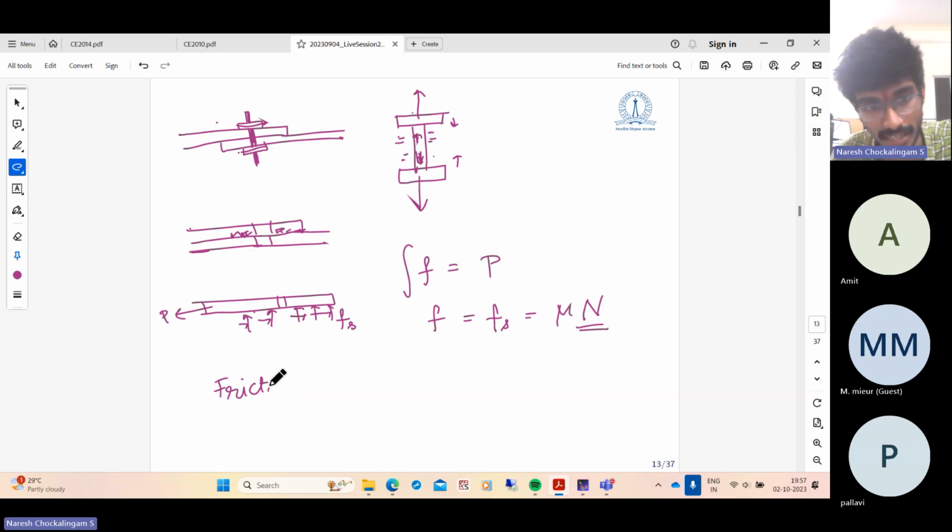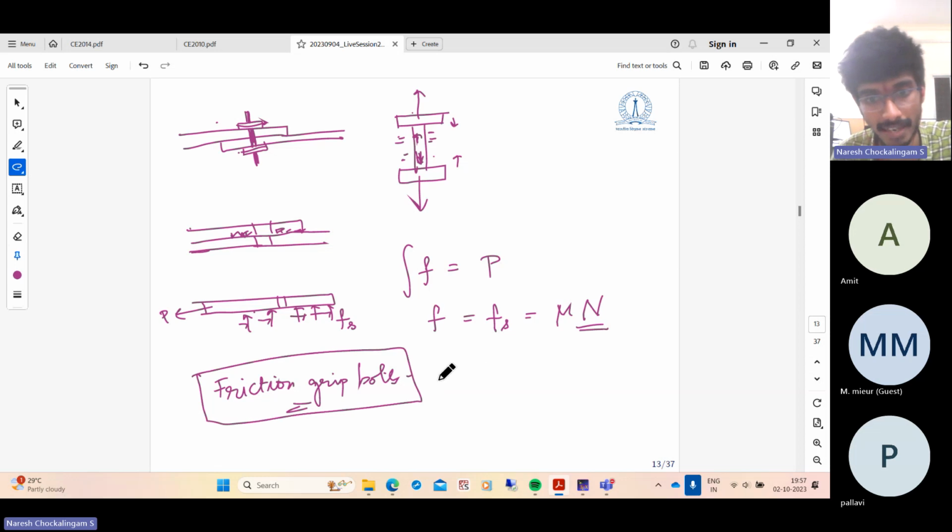So these are called friction grip bolts. They're expensive, but they're very efficient. They don't allow for any slip, so that issue is not there as with bearing type bolts. And they're also very good for fatigue loading where you have cyclic reversal.